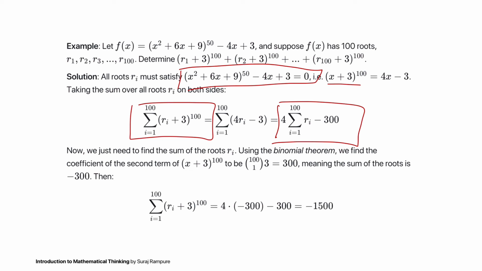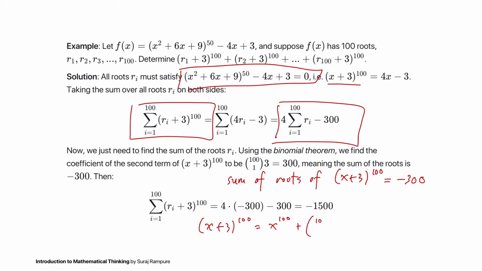So we use the binomial theorem here, because the sum of roots of x plus 3 to the 100 is negative 300, because I have x plus 3 to the 100 is equal to x to the 100 plus 100 choose 1, x to the 99 times 3. So I have my 300 there, and so that tells me the sum of the roots is negative 300, which tells me that this sum right here is negative 300. So my final quantity is negative 1500.